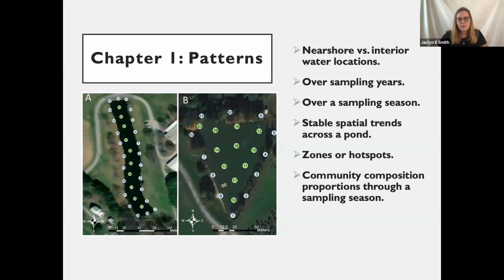So the goals of the first chapter were to try and establish these patterns within the community of phytoplankton. Were there differences between the nearshore and the interior samples? How did these populations behave over multiple sampling years? What about within a single sampling season? And are there stable spatial trends across the pond, or do these zones or hotspots exist? As well, what happens with the community composition proportions through an entire sampling season?